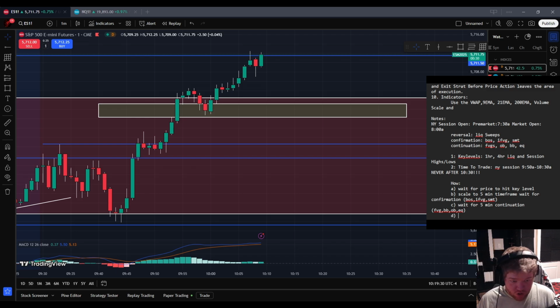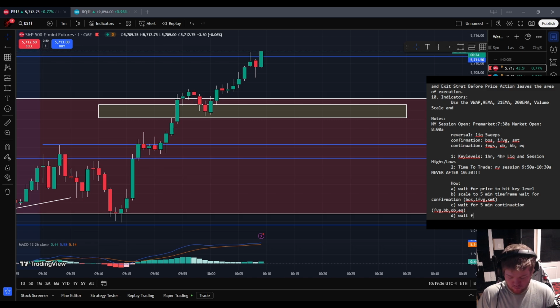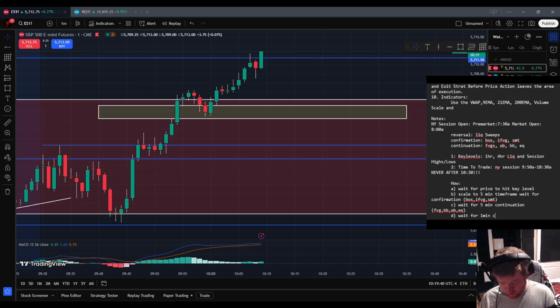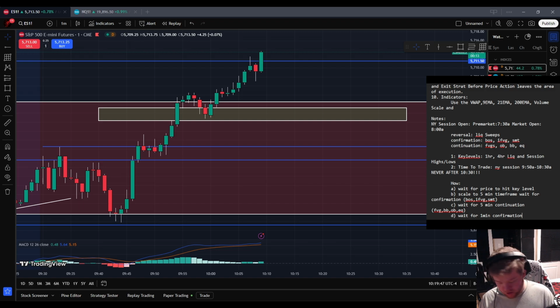After waiting for continuation to form, what are we doing? We're waiting. Again. Wait for 1 minute after we scale down for confirmation on where price is on that continuation confirmation, right? What are my confirmations on my 1 minute? Break of structure or inverse fair value gap. That's what we're waiting on. Plain and simple.